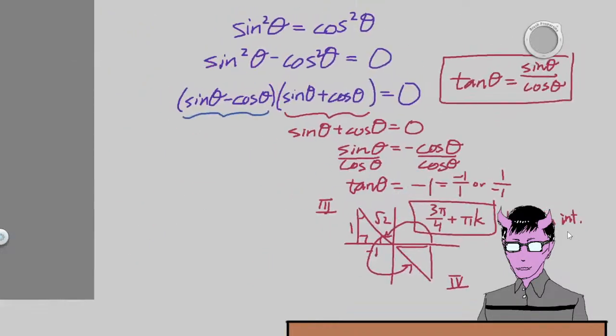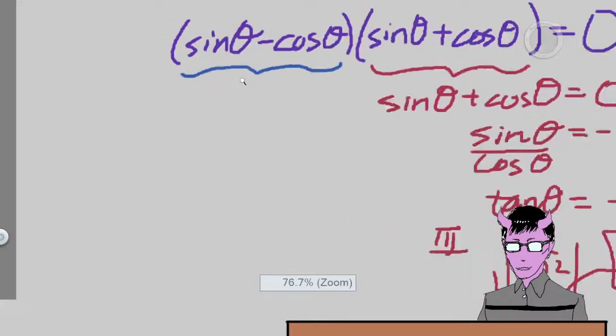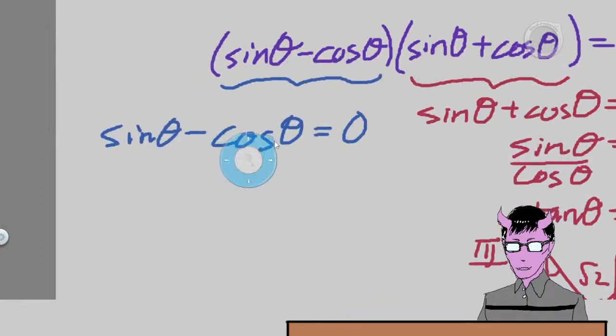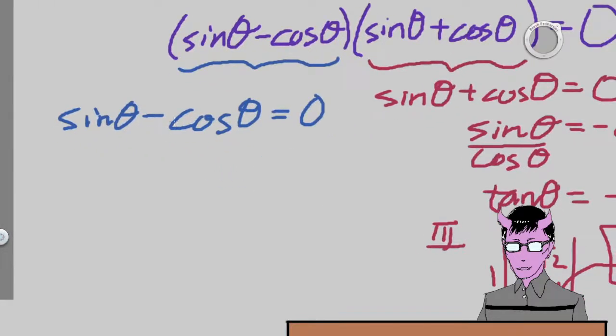But we have the blue scenario. But as you see, it's mostly going to be the same thing. So copy paste. Almost. This is a plus. That one is a minus. We're still forcing it to be equal to 0. Forcing the 0 product property. Solving for sine of theta. So we're going to get sine of theta is equal to cosine theta.